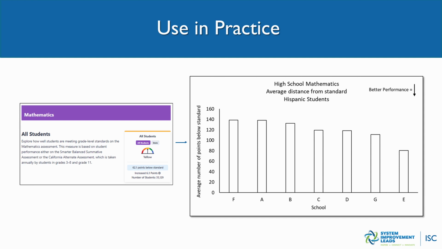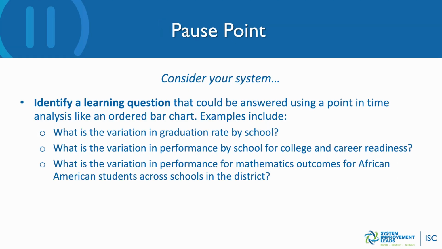District leaders might want to investigate why such a disparity in performance exists across their district. The ordered bar chart might point them at where deeper learning and investigation could occur at either end of the performance spectrum, and where they may want to start with an improvement journey to close this equity gap in the district. Take a moment to pause this video and reflect on these questions.